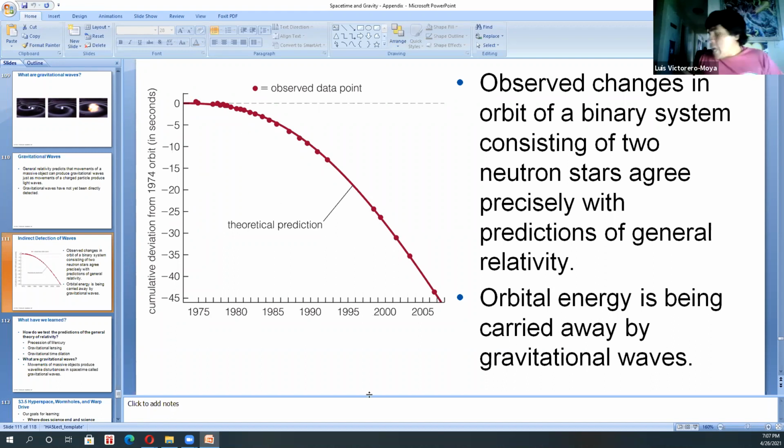He predicted that the orbital period of such objects will eventually be reduced. The theoretical prediction is based on Einstein's equations, by the way. 1915, 1916. We discovered gravitational waves in 2014.